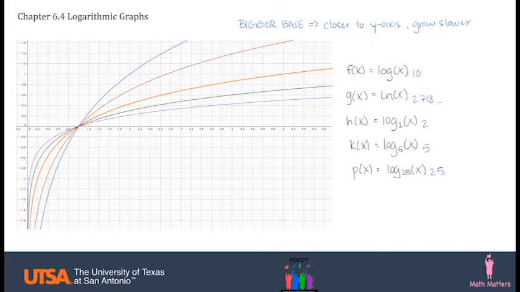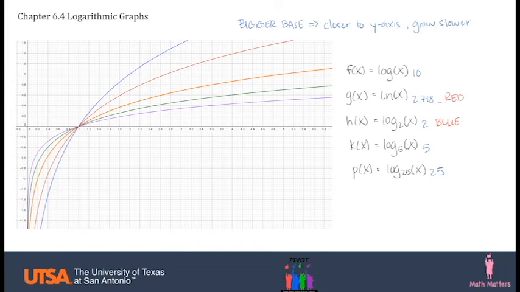So we have this first line, this blue line here, and it's going to have the smallest base because it's the farthest away from the y-axis. And if we look at our equations, we have log base 2 is going to be our smallest base. So this one's going to be blue. And then the one next to it, which is this red, is going to be the next biggest, which is going to be 2.7. So g of x, ln of x, is given to us in red.